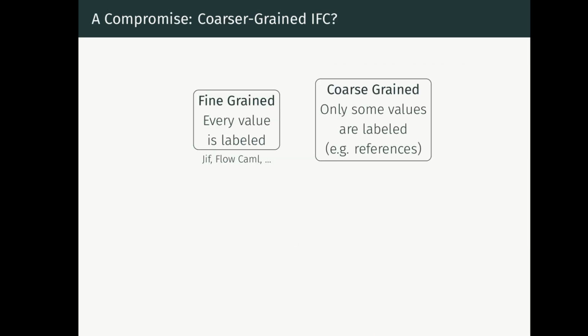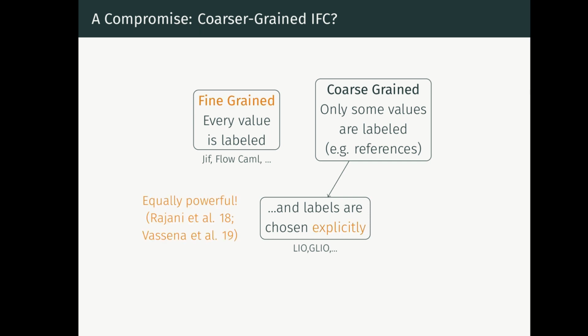On the other hand, this suggests that we can mitigate the issues with label annotations in GLIO by minimizing the need for them. I mentioned that LIO is a coarse-grained system where most values do not need label annotations. However, these label annotations need to be provided explicitly by the programmer. Oh, and by the way, it might seem that coarse-grained systems like LIO are less expressive than more traditional fine-grained ones that we saw earlier, but it turns out that the two styles are equally powerful in terms of secrecy policies that they can express.